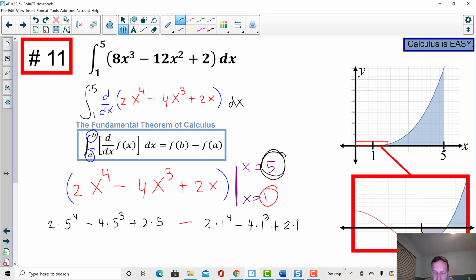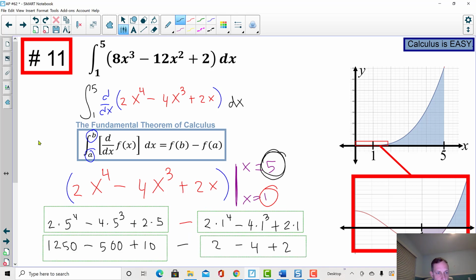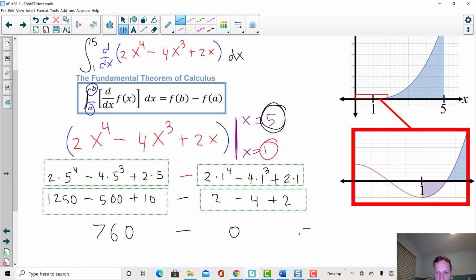Again, I always recommend using boxes. And that's just so you don't make mistakes with this minus. Remember, this minus has to go on everything. Let's simplify it a little bit more. Looks like our final answer is just going to be 760.